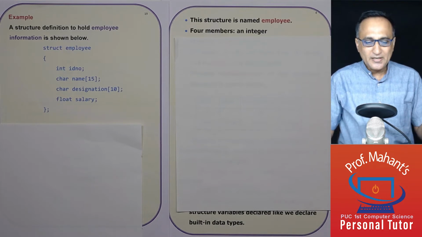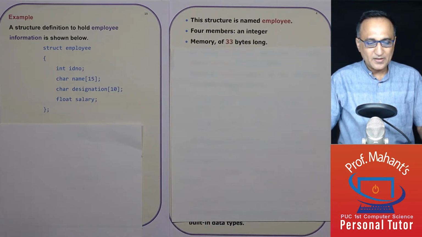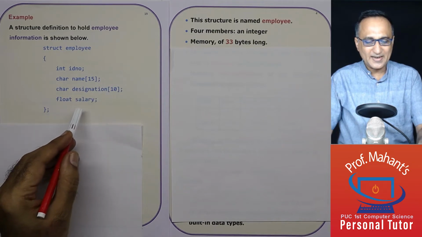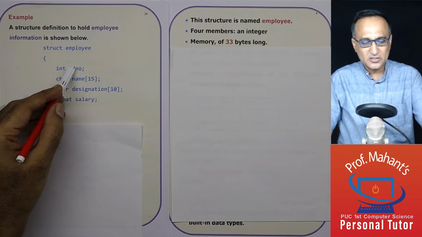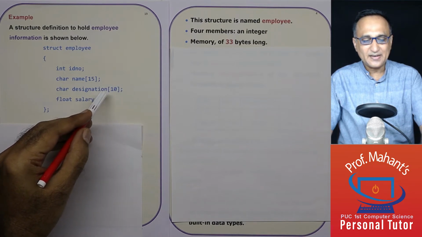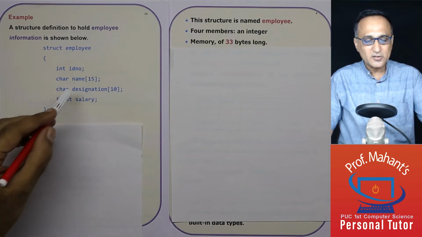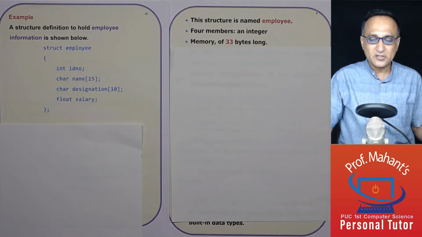Now, assuming int occupies 4 bytes, character occupies 1 byte, and salary occupies 4 bytes, let's try to calculate the space. This is 4, this is 4, 8, and 10, 18. 18 plus 15 is 33 bytes. So the total memory requirement of this structure is 33 bytes.